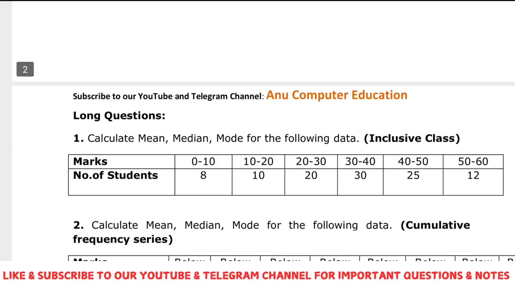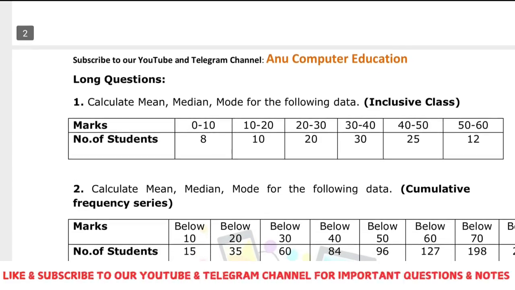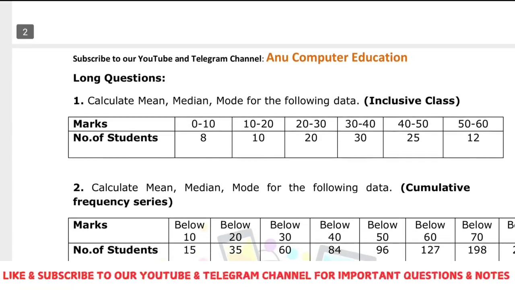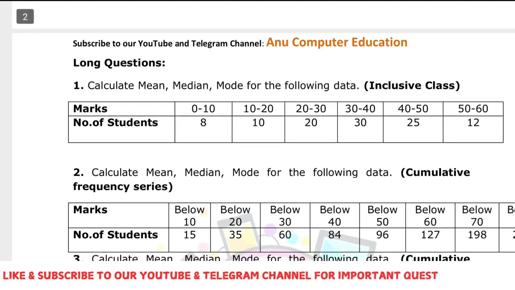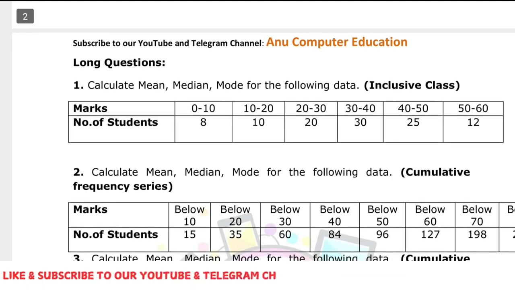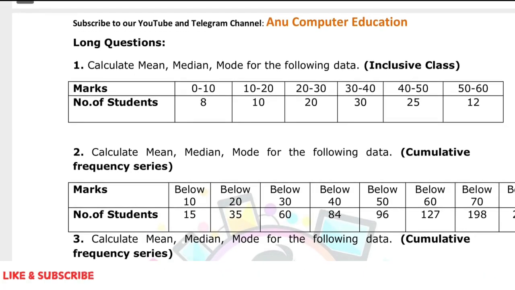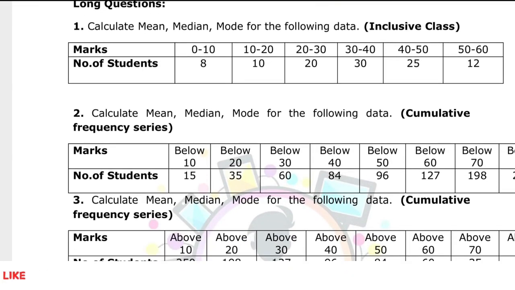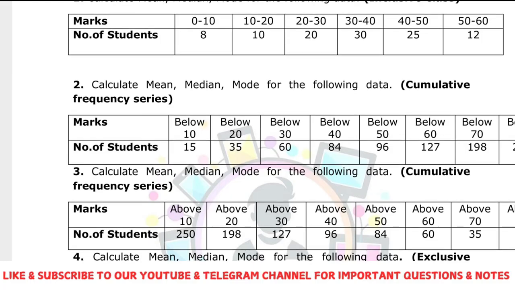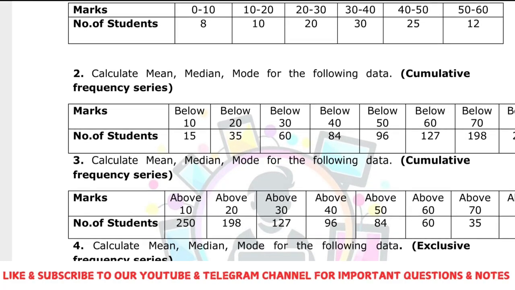Okay. And cumulative frequency class, meaning a below type problem is given, we have to convert it into the class interval. So after that we have to do the process. So you need to identify the question before solving whether it is an inclusive class or whether it is a cumulative frequency class, or more than cumulative frequency or less than cumulative frequency. So this you have to identify before doing the problem.